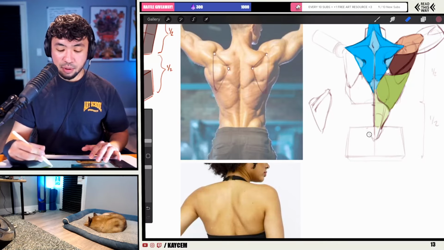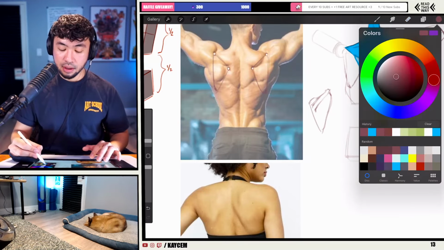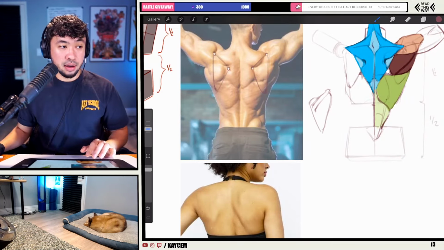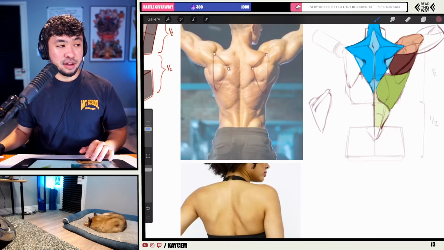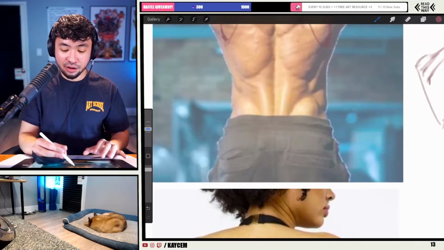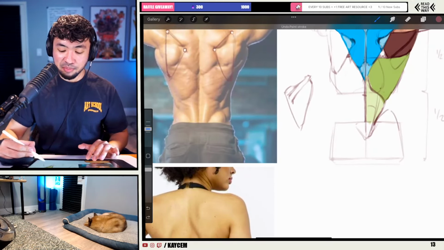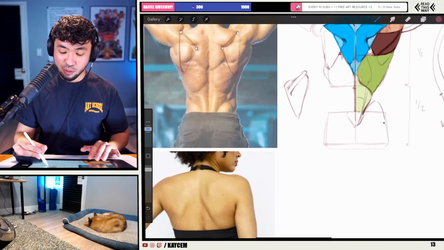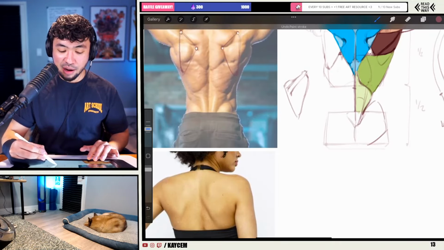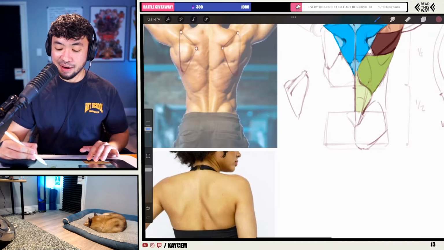And then last but not least, we're going to have here the oblique muscles. Now there are some other muscle groups here that we're not going to talk about yet today, particularly the glutes. There are some glute muscles right here, but we're not going to focus too much on that today, so I'm going to simplify these out. But there are some muscles there.